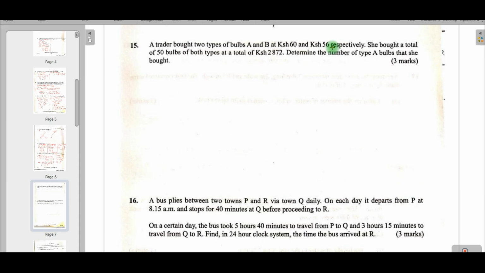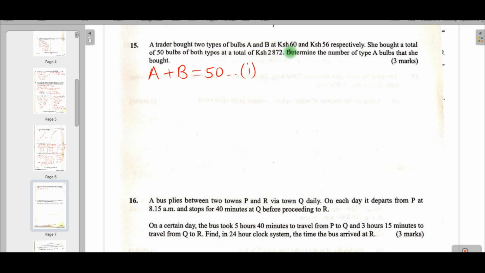Therefore, we have two types of bulb, A and B, and the total number of bulbs is 50. Therefore, in this case, we are going to form an equation. So that means type A bulb plus type B bulb, the total will give us 50 bulbs. So call it equation 1.